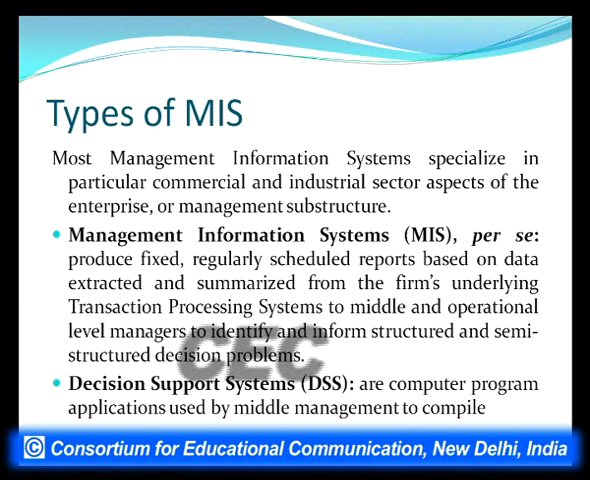Then there is decision support system, DSS. They are computer program applications used by middle management to compile information from a wide range of sources to support problem solving and decision making. Then comes Executive Information System, EIS. It is a reporting tool that provides quick access to summarized reports coming from all company levels and departments such as accounting, human resources, and operations.